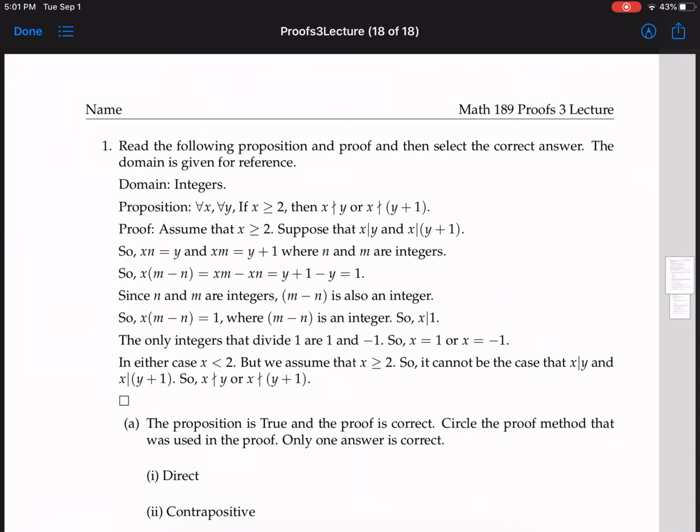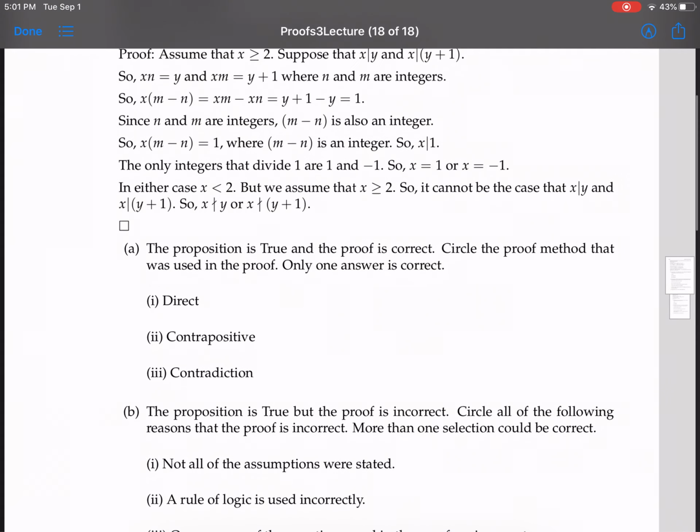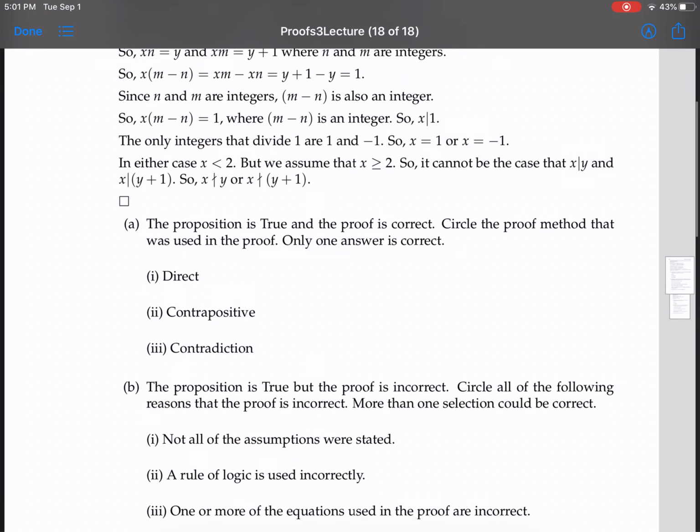Okay, here we are with Proofs 3 lecture. You'll notice that this is very similar to what we've seen before with Proofs 2 and Proofs 1. There's now a new thing to do. So notice here in part A, if you decide that the proposition is true and the proof is correct, then you need to circle which of the three different types of proof that we've studied, direct, contrapositive, or contradiction, was used in the proof.